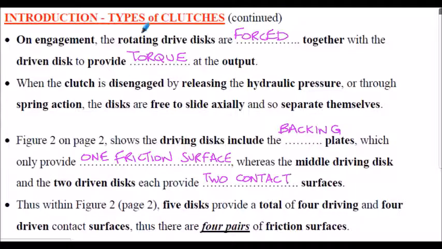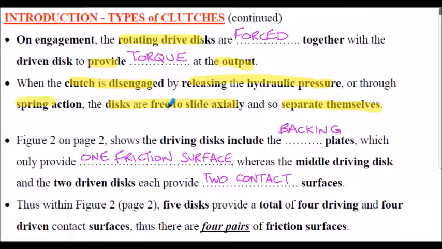So on engagement of the rotating drive discs, they're forced together and from that we provide a torque to the output. And the forces and the torques are the things we're particularly interested in. We're going to calculate the force and the torques involved here. When the clutch is disengaged by releasing the hydraulic pressure or through spring action, the discs are free to slide axially, and so they separate themselves.